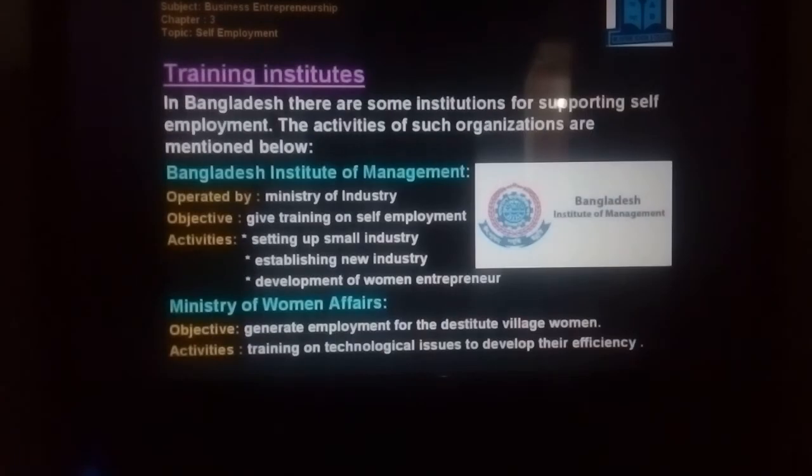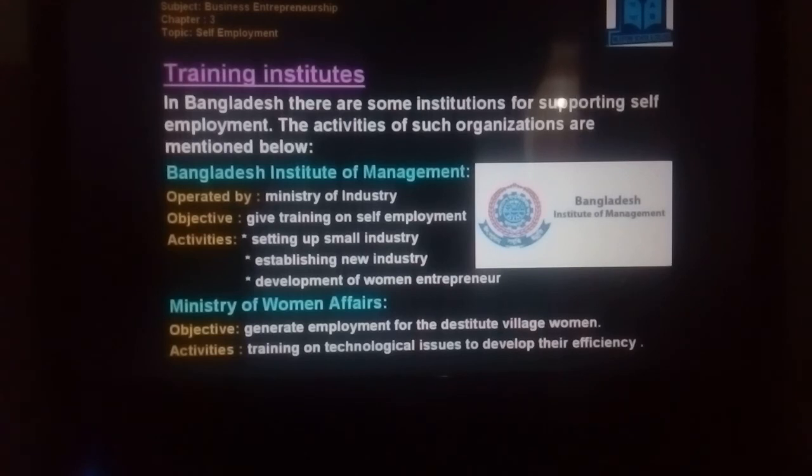Now, the last topic of this chapter is training institutes. In Bangladesh, there are some institutions for supporting self-employment. The activities of such organizations are mentioned below. The first organization is BIM, that is Bangladesh Institute of Management. This is the logo of BIM. This institute is operated by the Ministry of Industry and the objective is to give training on self-employment. The activities are setting up small industry, establishing new industry, and development of women entrepreneurs.